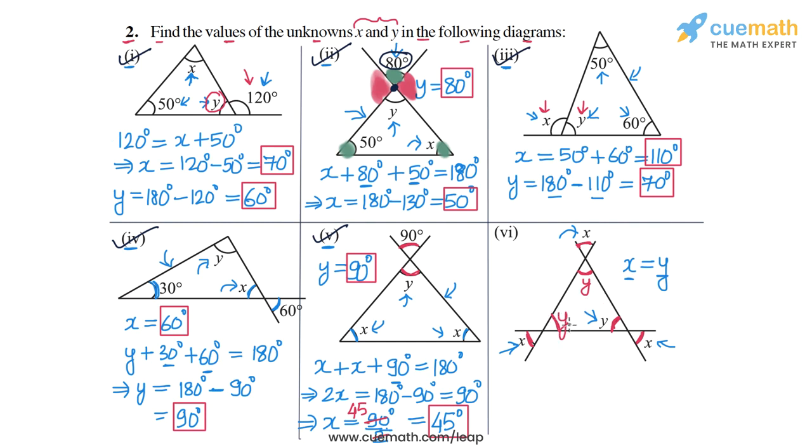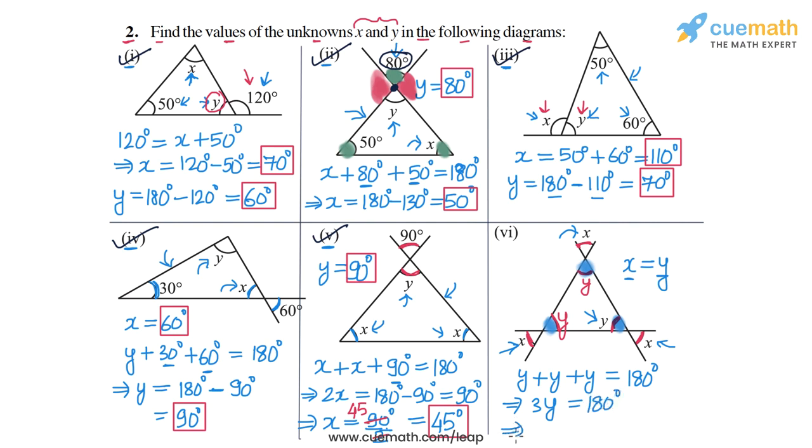So if you observe the interior angles of the triangle, so let me highlight the interior angles. So we have this angle y, this angle also is y, and this angle also is y. So the sum of these three angles should be equal to 180 degrees. So we can write y plus y plus y is equal to 180 degrees. So from here we will get 3y is equal to 180 degrees.